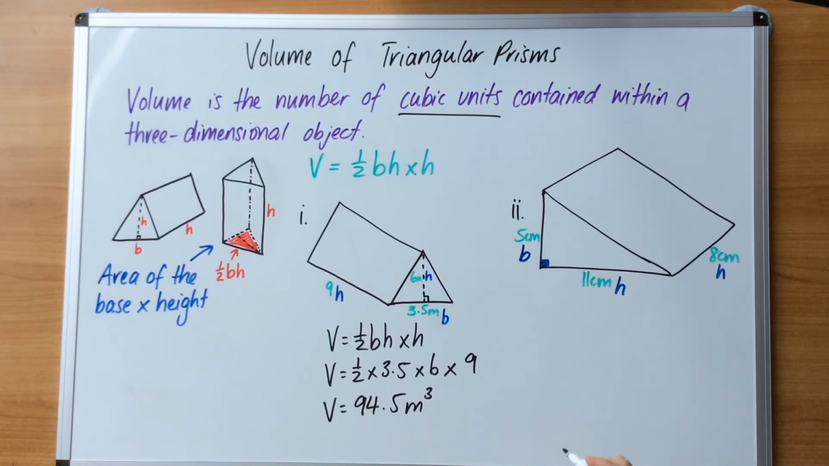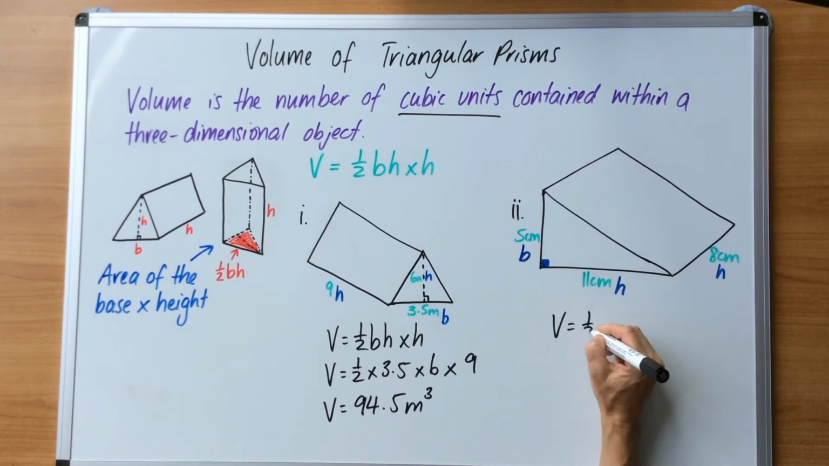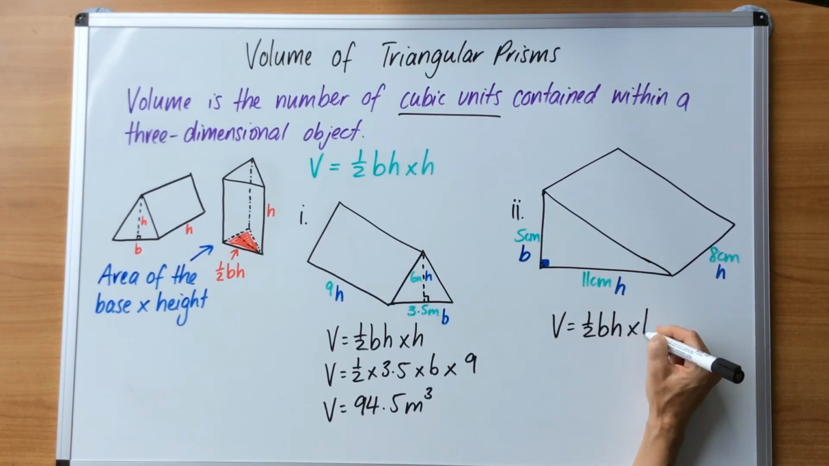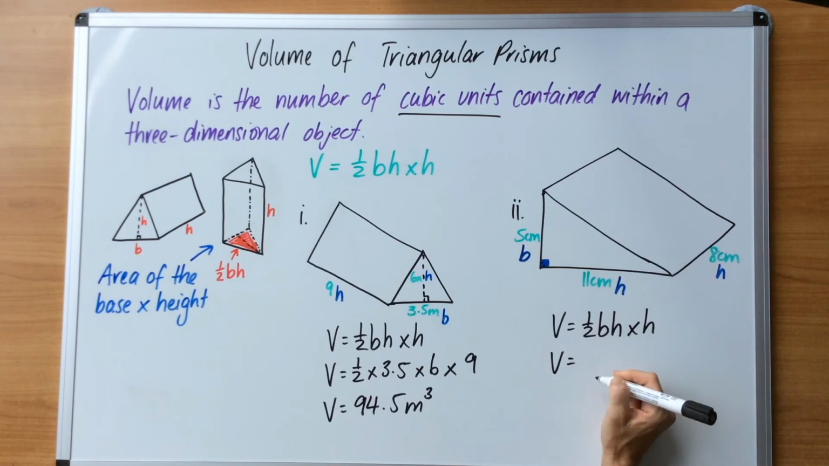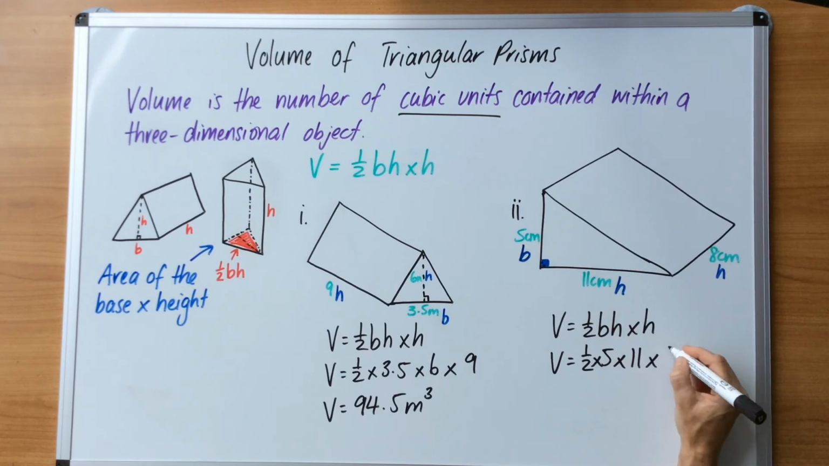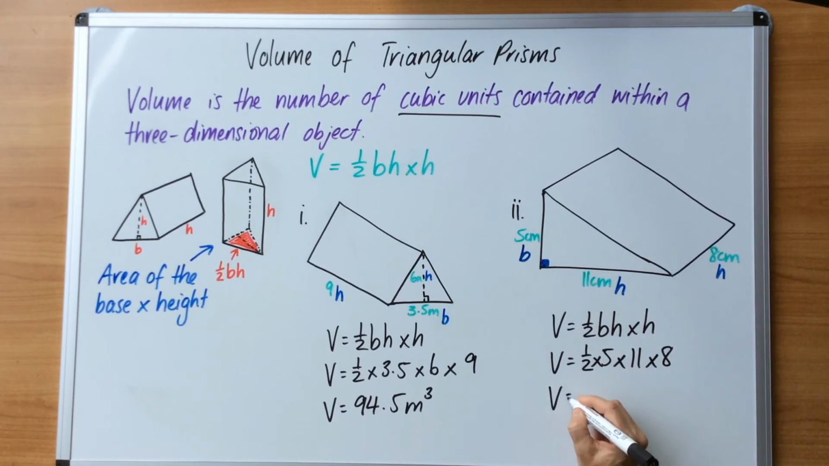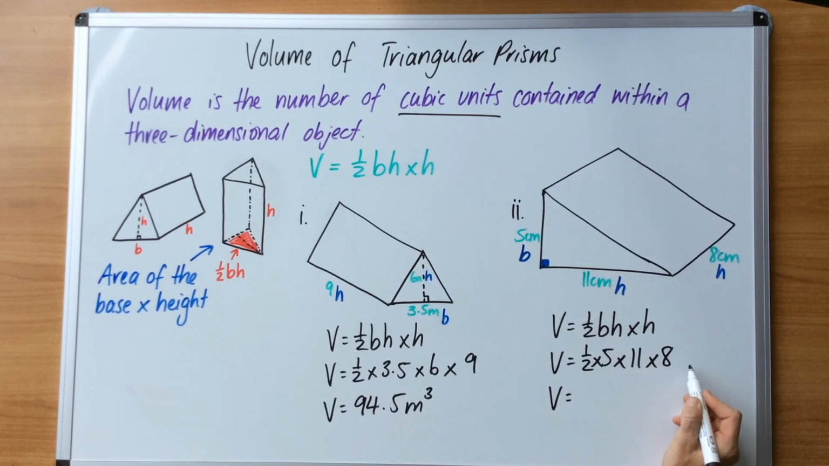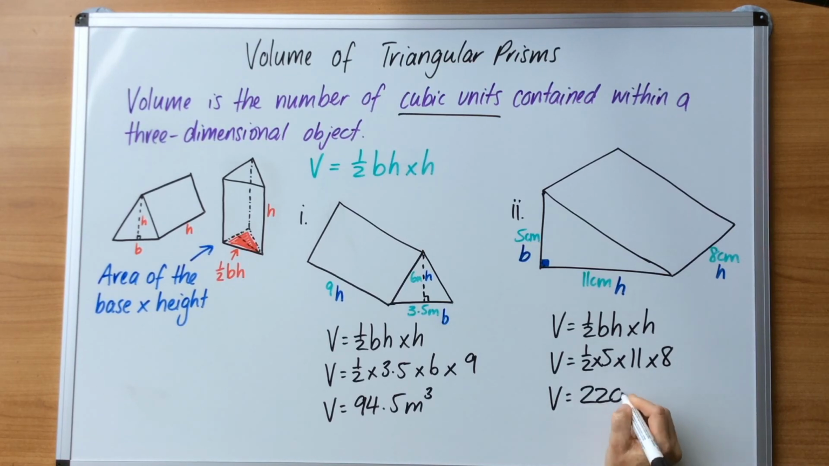So we're going to write the rule. Volume equals half base height times height. Volume equals, we're now going to substitute in the values. So our base is 5, times 5, times 11 for the height, and times 8 for the height of the prism. Punch that into your calculator. 1 ABC fraction button 2 times 5 times 11 times 8 equals, and you will get 220. It is centimetres and it's cubic centimetres because we are doing volume.